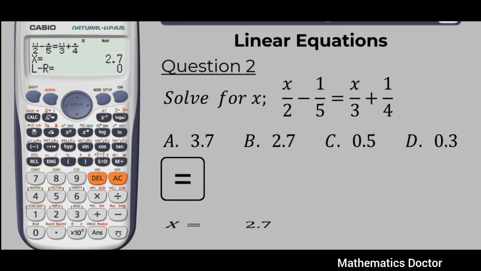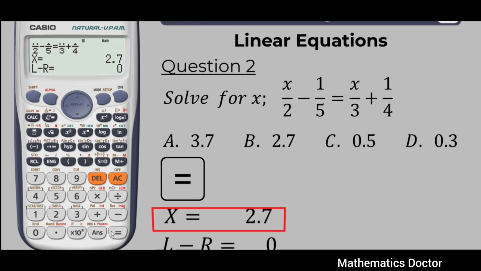So the final answer is x is equal to 2.7. Left minus right is equal to 0. Since L, or left, minus R, or right, is equal to 0, there is no error. So the final answer will be x is equal to 2.7. Now in option B is 2.7. So 2.7 is the final answer.